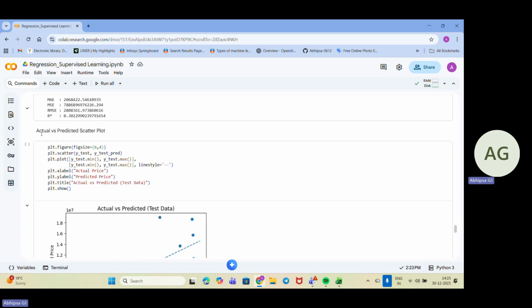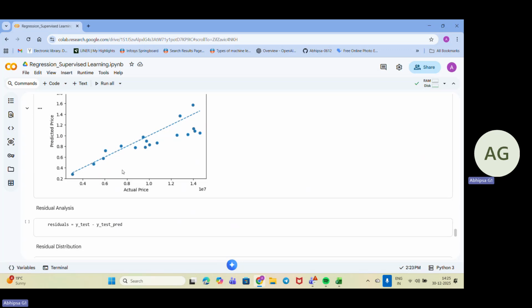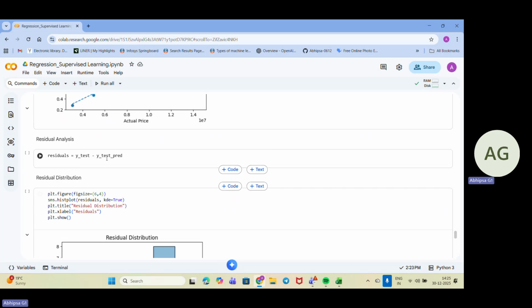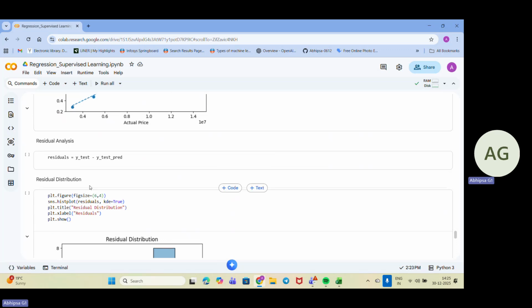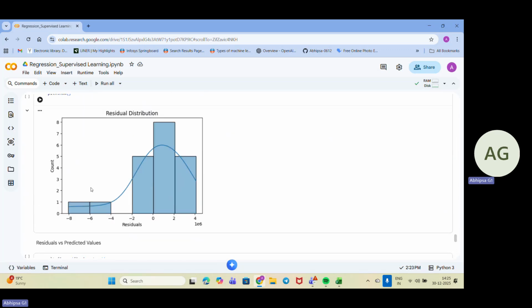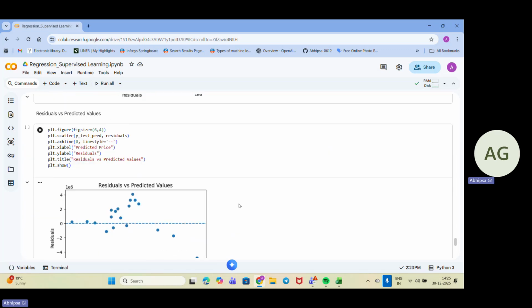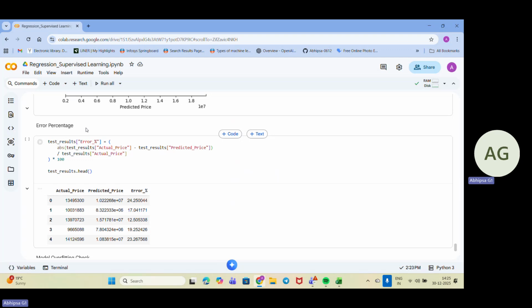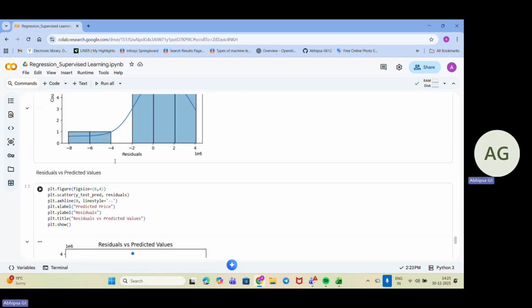Now I have just taken the actual versus predicted scatter plot. So you can see here how the plot is coming out. Then we have this residual analysis. We want to see how my residual distribution is coming out over the counts. Now, this is my residual versus predicted value, and the error percentage. I need to just run it through. Just let me run it.